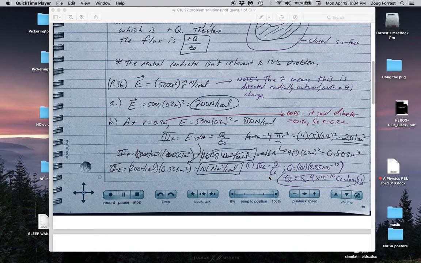Again, the flux here is going to be the field strength times the area. So this comes into play. I can figure out the flux with this. That lets me figure out the charge. So that's 8.9 times 10 to the negative 10th coulombs. That's actually 0.89 nanocoulombs. The answer in the back of the book was off by a factor of 100.